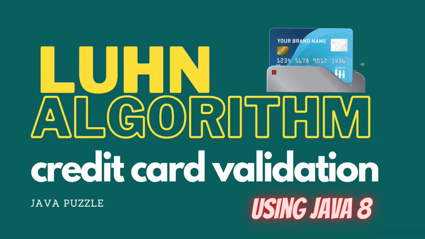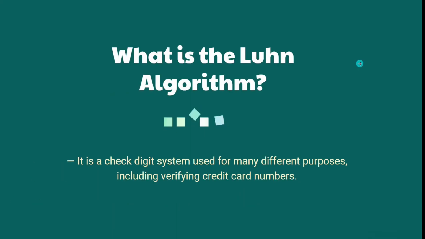And here in this tutorial we are going to use Java 8 and Stream API for validating our credit card number. So for this, firstly, let's discuss what the Luhn algorithm is. As I already told you from the start, it is a check digit system used for many different purposes, including verifying credit card numbers.